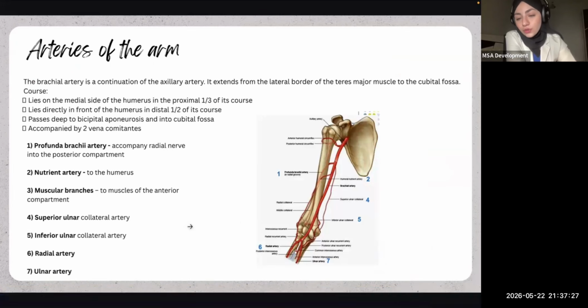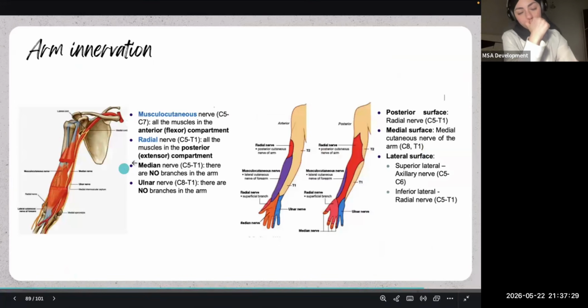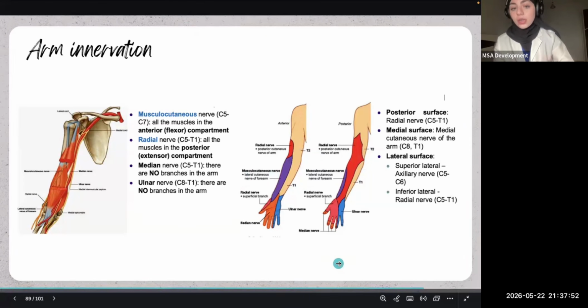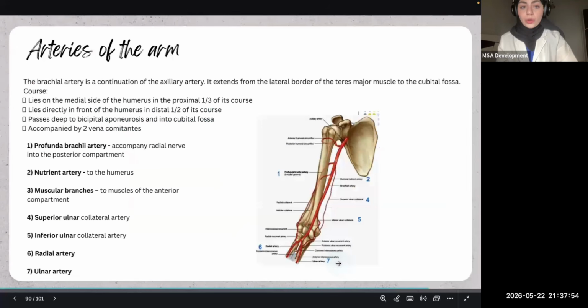Perfect. We moved on to the arteries of the arm. Just one note about this is in Dr. Olena's lecture, but since we just did the brachial plexus lecture, this is essentially a map of most of the things that were discussed in the brachial plexus lecture. It's just repetition. So please go through it. And this is actually a really nice map for the sensory innervation. But again, make sure to go through this on your own time.